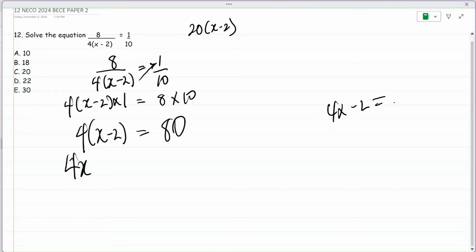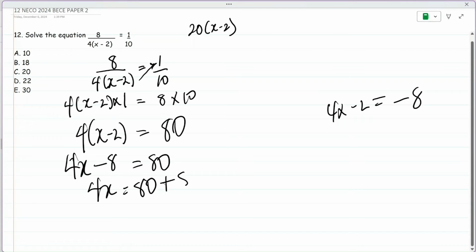Plus times minus is minus. 2 different signs is always minus. Then 4 times 2 is 8. So you have it as minus 8. So this is minus 8 equals 80. At this point, we take out the minus 8 over the equals sign. It turns to plus 8. So you have 4x equals 80 plus 8.